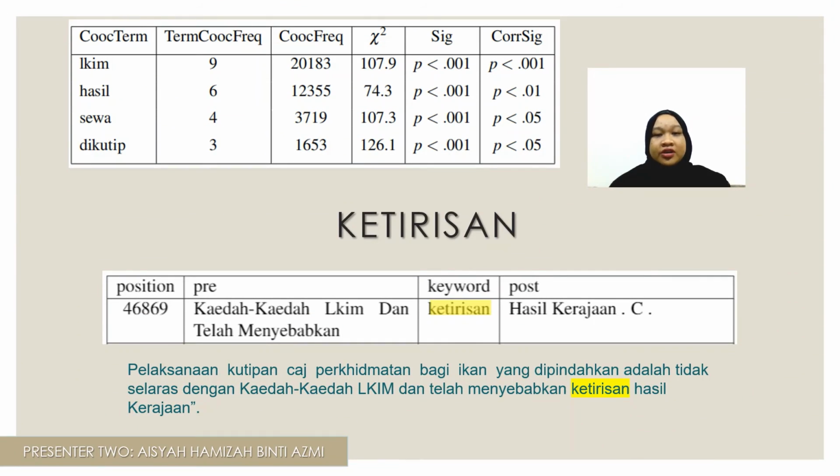One of the corresponding sentences for ketirisan made its appearance in the audit's opinion, where the audit explained that the collection of service charge for transferred fish has caused leakage of the government revenue.